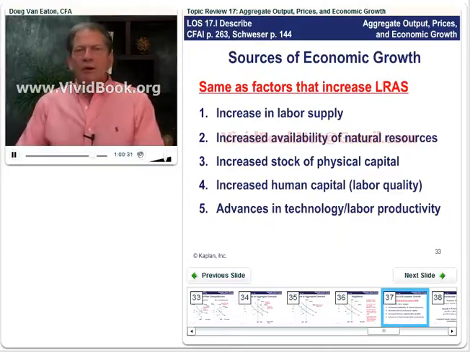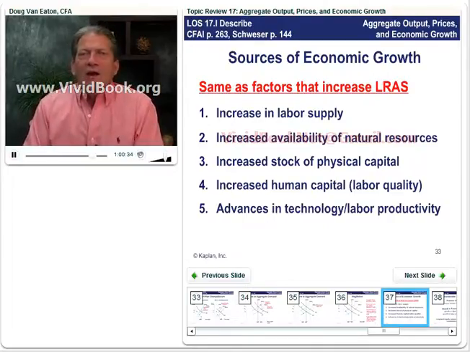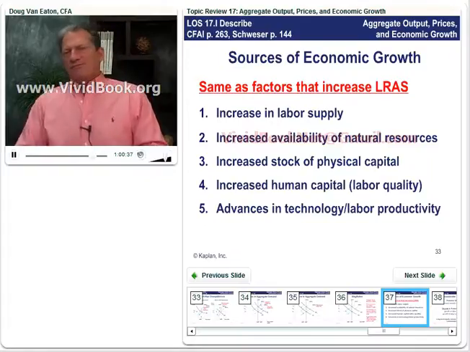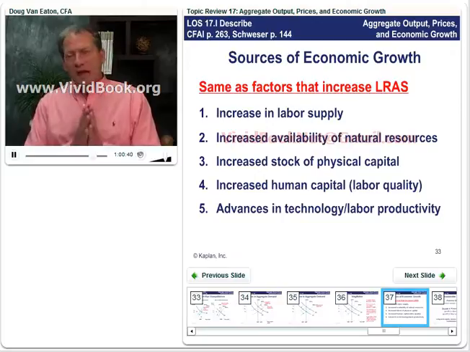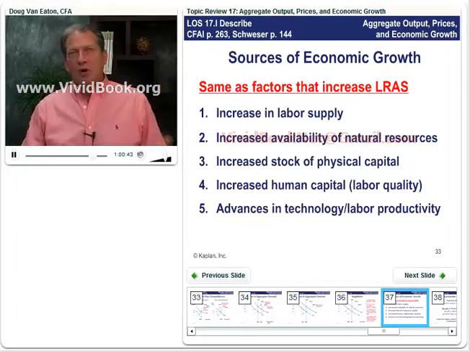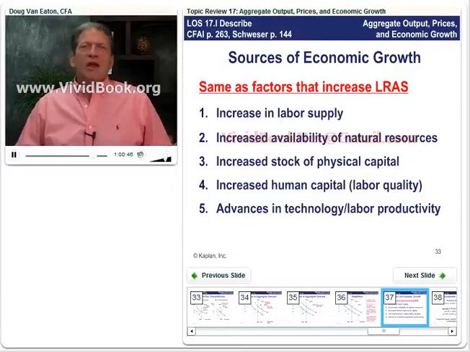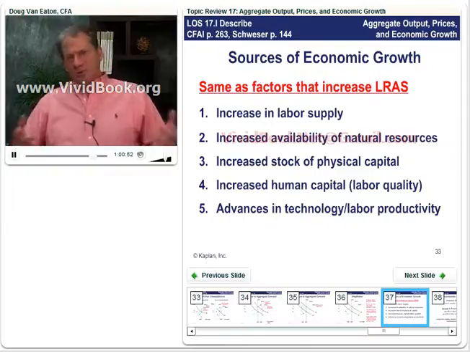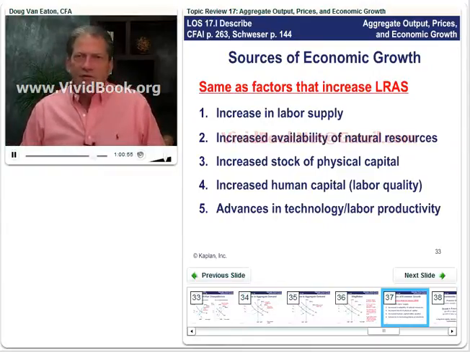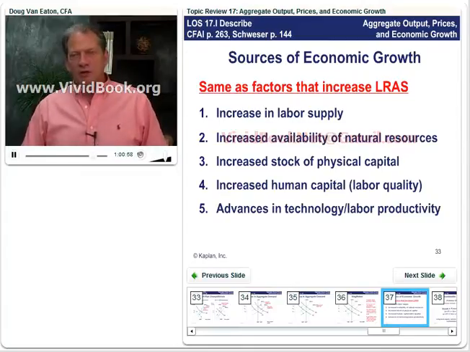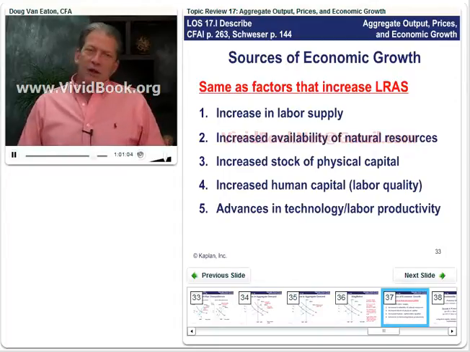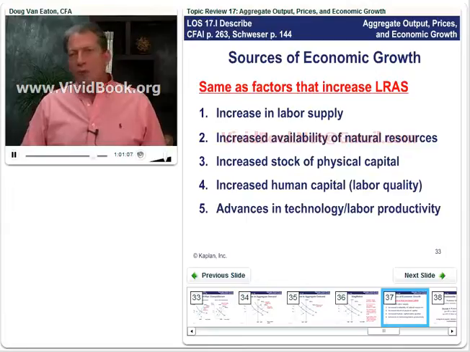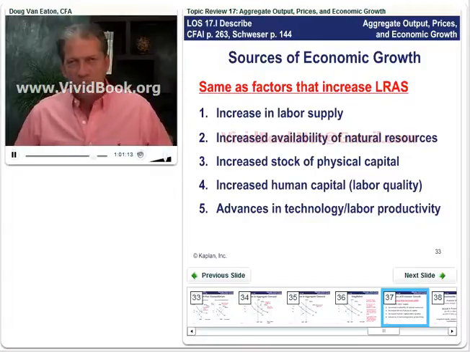So now we're going to talk a little bit about growth economics. What are the sources of economic growth? Well, long-run aggregate supply was our measure of the output of the economy when it's at full employment. So the same things that move that long-run aggregate supply curve are going to increase economic growth. If our labor supply grows, we can produce more stuff. If there are more natural resources, we can produce more stuff. If we had more physical capital, productive machinery, we could produce more stuff. And if the labor force was higher quality, had a higher level of skill, we could produce more. And if technology improves, we can produce more.